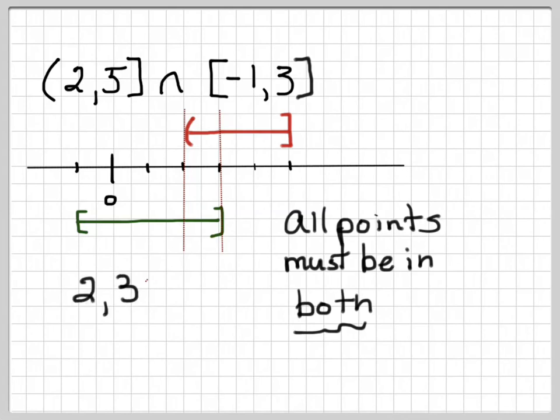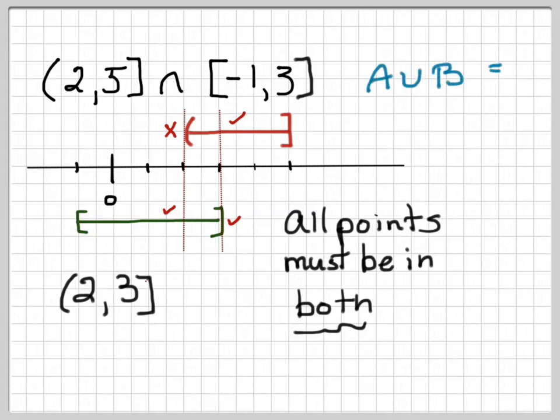that 2 and 3 are going to be my endpoints, but we have to now determine if they're included in both or not included in both, so we know whether we're going to use a parenthesis or a bracket. In the first one, 2 is included in the bottom graph, but it's not included in the top graph, so it cannot be included in the intersection. So we're going to have a parenthesis. At the other end, 3 is included in the bottom graph, and it is included in the top graph, so we're going to be using a bracket.